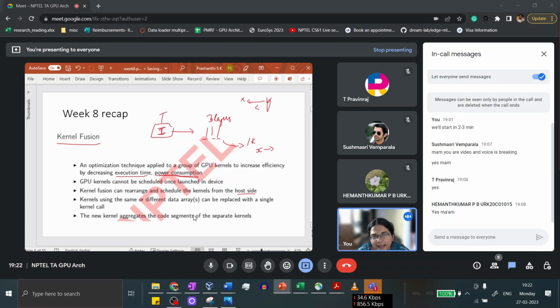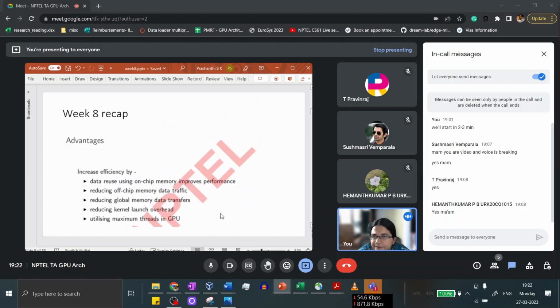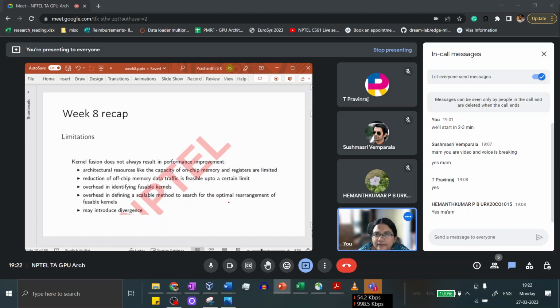The new kernel aggregates the code segments of the separate kernels. So broadly, this is the idea of kernel fusion. Again, why does it increase efficiency? You have data reuse using on-chip memory that improves performance. Again, you reduce off-chip memory traffic. You reduce global memory data transfers. You reduce kernel launch overhead, and you utilize maximum threads in the GPU. I think all of these are clear.